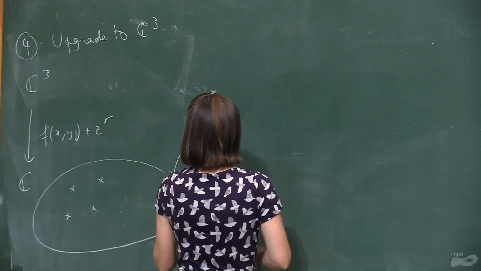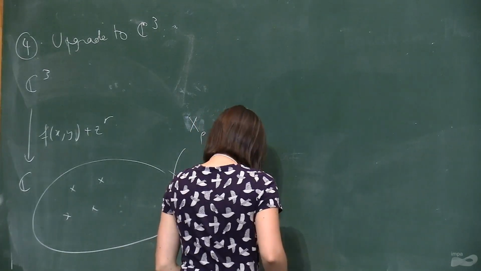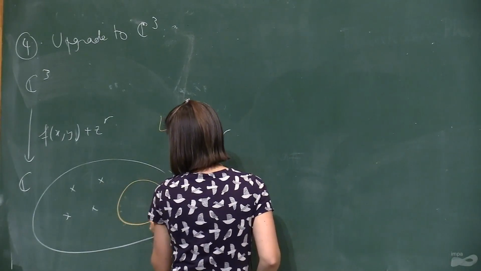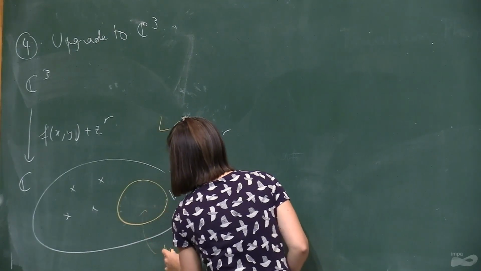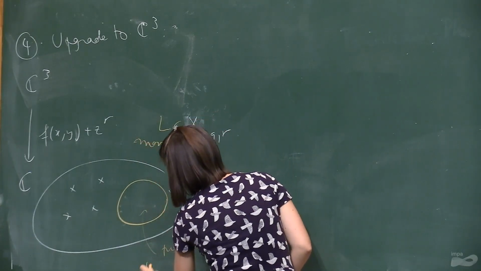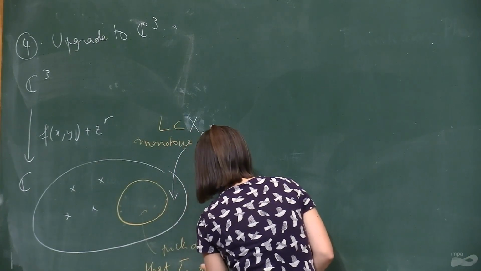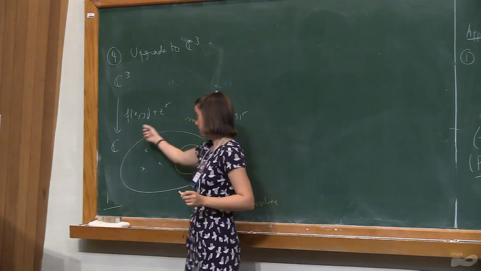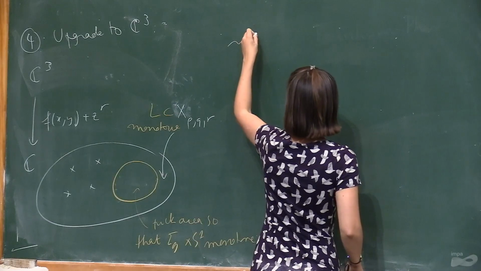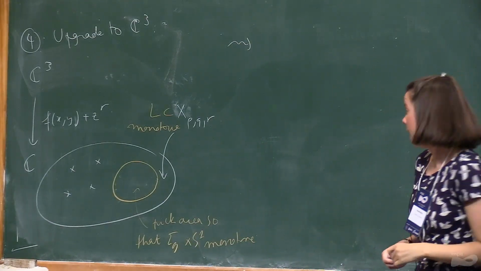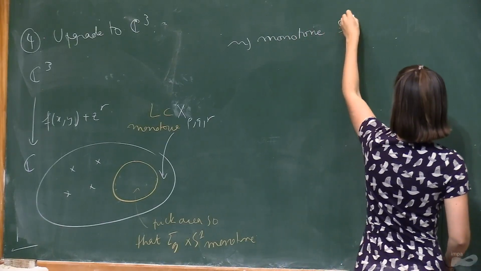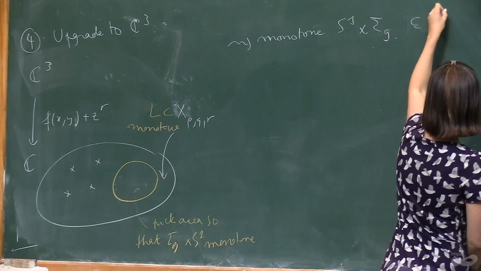And now I could just say, well, here's XPQR just hanging out. I could pick a Lagrangian in here, and then I can just spin it around. And I could pick this area, so say this guy was monotone. Pick area so that this is monotone. After all, there's finitely many critical points, so I have all the area in the world to do that. So this means that I get Lagrangians in C3. So I get a monotone, say, S1 times sigma g in C3.